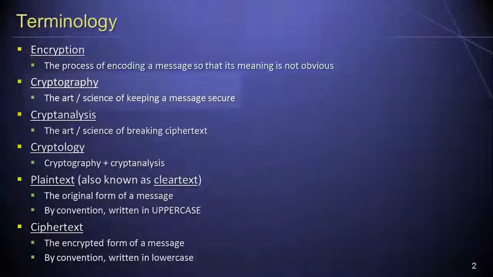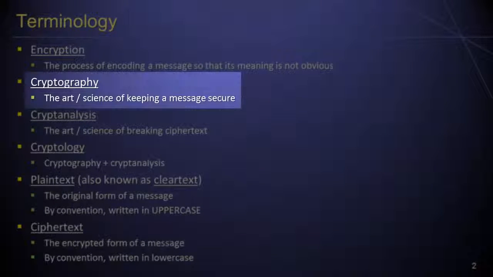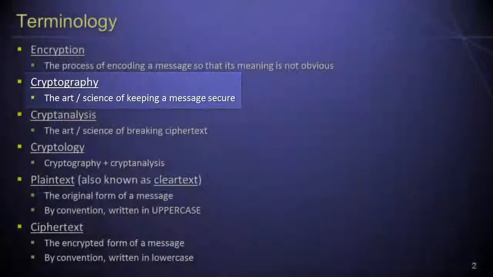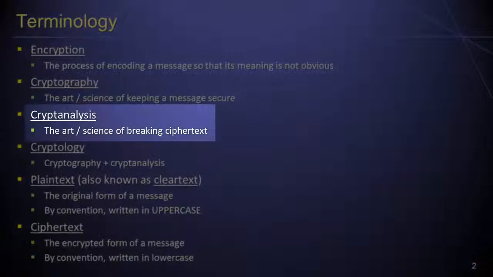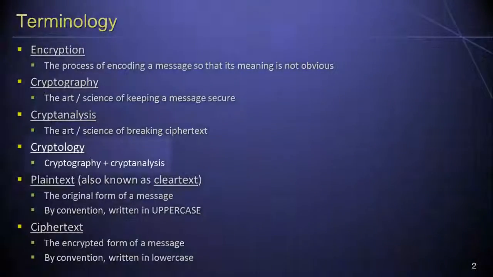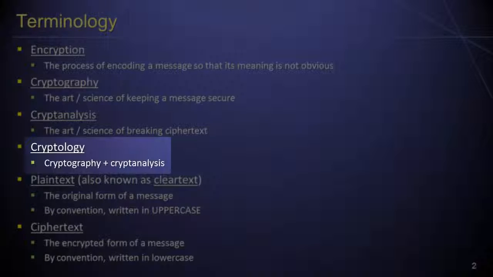Encryption is a part of cryptography, which refers to the art and science of keeping a message secure. Cryptanalysis, by contrast, refers to the art and science of breaking an encoded message. Cryptology, then, is a high-level umbrella term that is used to describe the field which includes both cryptography and cryptanalysis.